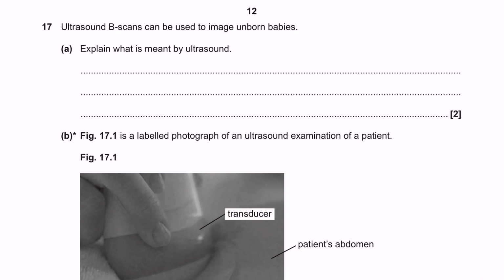It's about medical physics, so very theoretical concepts here. Ultrasound B scans can be used to image unborn babies. Explain what is meant by ultrasound. So these are longitudinal waves with frequencies greater than 20 kilohertz, basically.